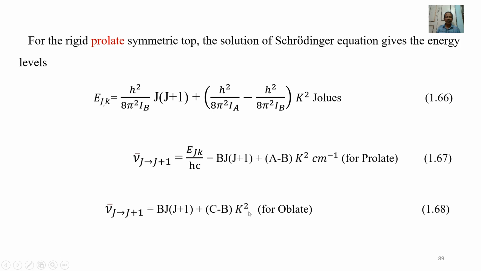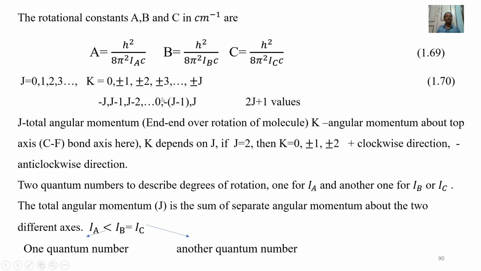Here the rotational constants A, B, C are given as equation 1.69, where J equals 0, 1, 2, 3. This is the total rotational quantum number, and K equals 0, plus or minus 1, plus or minus 2, plus or minus 3, and so on up to plus or minus J, which is nothing but the angular momentum about the top axis. Here it is the CF bond axis.